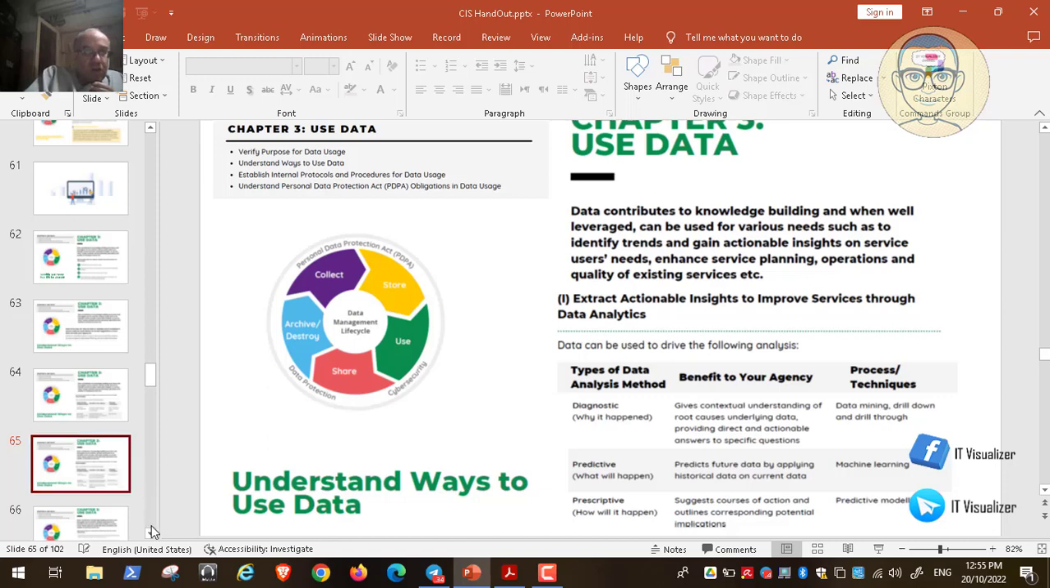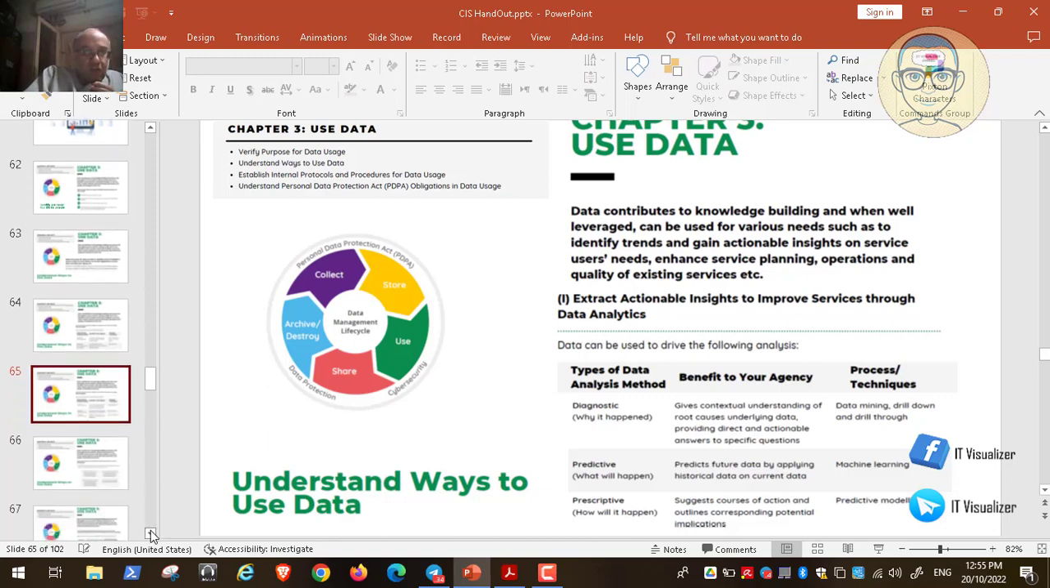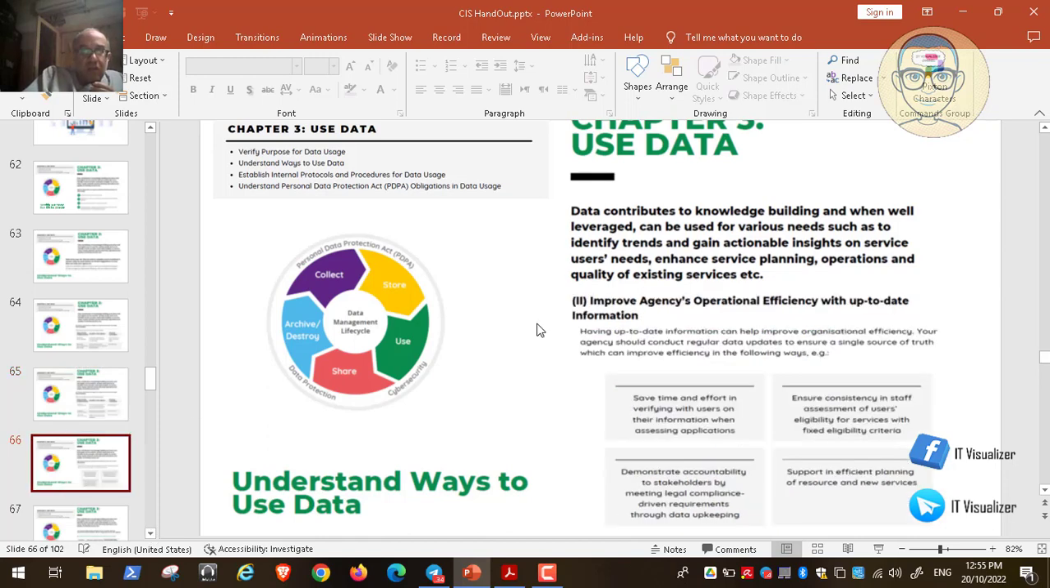So these are the kinds of analyzation of the data. And then the second part is to improve operational efficiency with up-to-date information. So he's saying having up-to-date information can help improve organizational efficiency. So improve agency operational efficiency with up-to-date information. This is another way of understanding how to use the data. Okay, so you can use the data to increase the agency's operational efficiency.